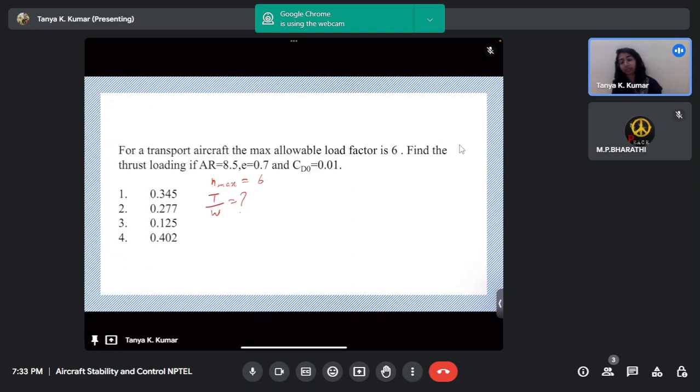Again, just take a couple of minutes, think about it, and then we'll try solving it together. It should be fairly simple, but just concentrate on the maximum allowable load factor. That is the key word here. So it's max. Try doing this, and then we'll do it together.